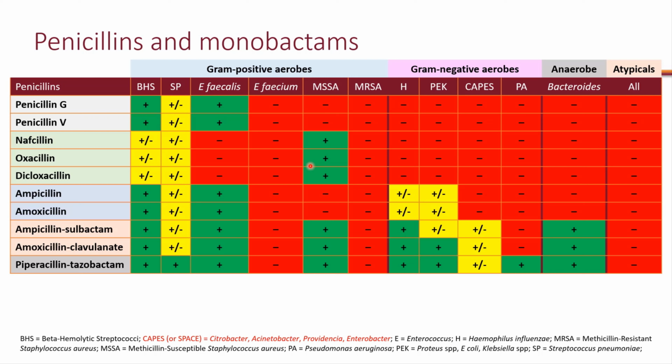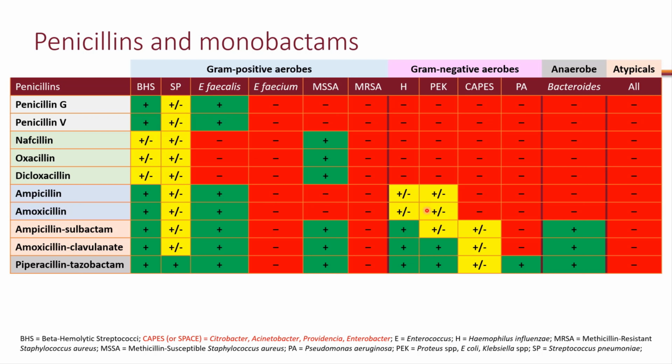Now, when these became stable against MSSA, it came at the cost of losing some of the activity, including they lost activity against E. faecalis, and they had generally poor activity against beta hemolytic strep and strep pneumo. Now, the next set is aminopenicillin. So this is ampicillin and amoxicillin, which have identical spectrum of coverage. Ampicillin and amoxicillin, they do have improved gram-negative activity compared to the previous subclasses of penicillin.